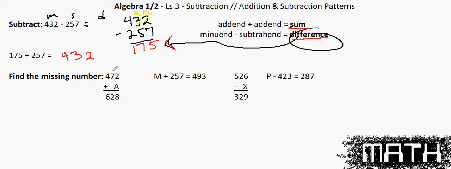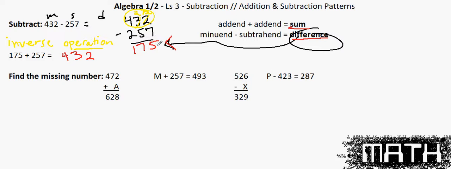Now, oh, you know why that was easy? Because we just did what's called an inverse operation. Inverse. Why do we call it that? I don't know if you remember that term. Inverse operation means an operation, add, subtract, multiply, or divide, that is the inverse of another. It reverses it.